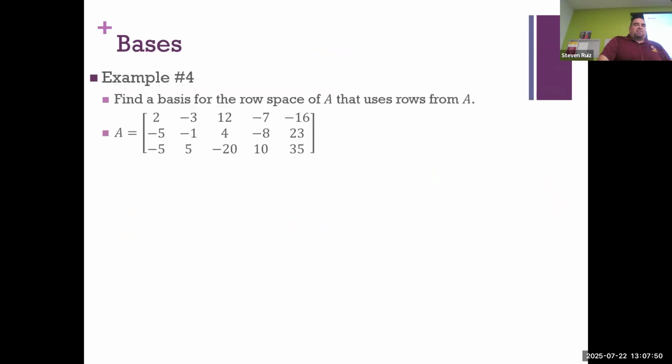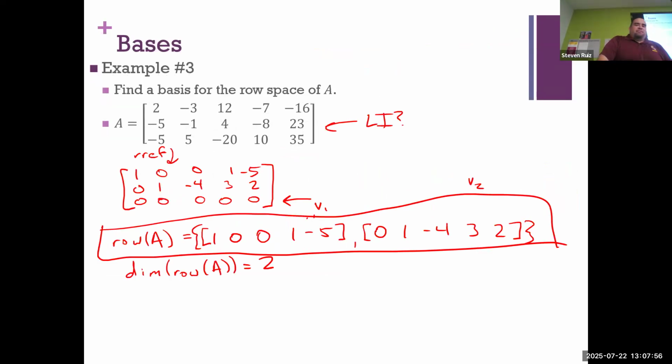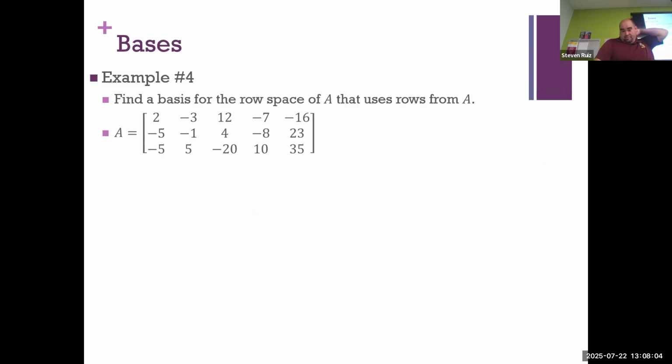You also might be asked for this: give me a basis for the row space that actually uses these rows. So in this example, we gave a basis for the row space, but it doesn't contain anything that exists in the original matrix. That's something we can do. And this is where we jumped the gun a little bit, and that's my fault. This is where we're going to need to take the transpose of this matrix.